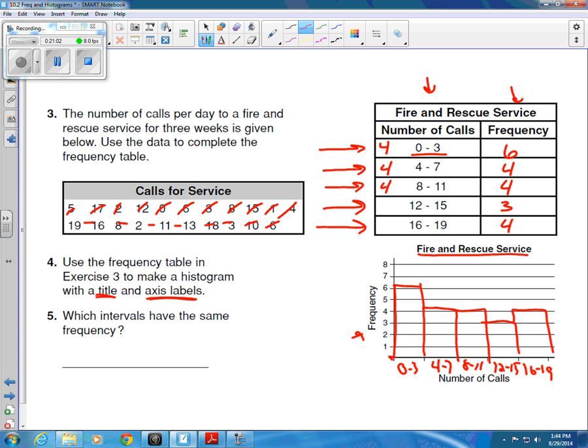Lastly, which intervals have the same amount of frequency? That's pretty easy. It looks like if I just go straight across here at 4, I have the range 4 to 7. I have the range 8 to 11. And I have the range 16 to 19. All with a frequency of 4. Awesome.